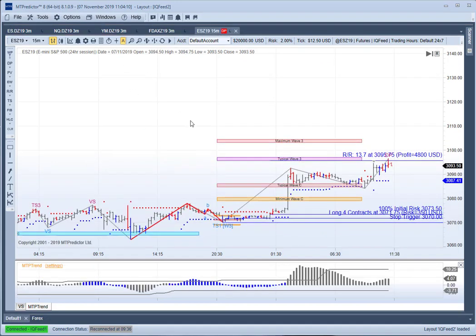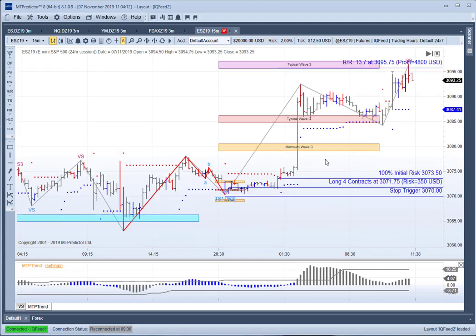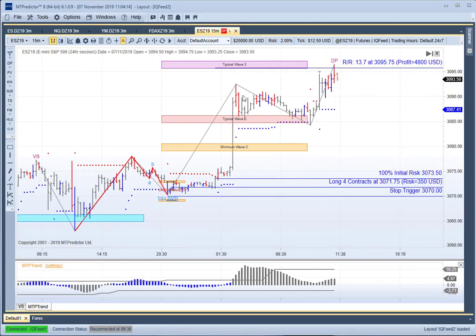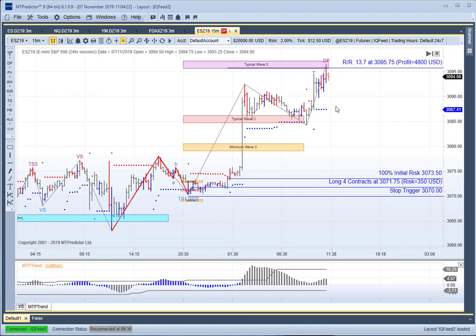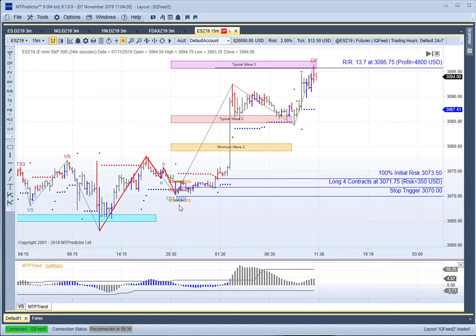And if I turn trading mode off, you can see this is what the market has actually done. It rallied up, slight correction, carried on back up again to hit the typical Wave 3 WPT. There it is, just hit that now. At that level, a profit of approximately 13.5R was available. In other words, the potential profit at that level was 13.5 times the initial risk.